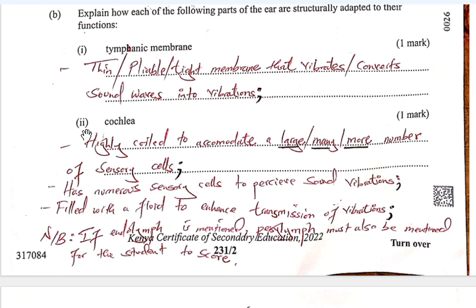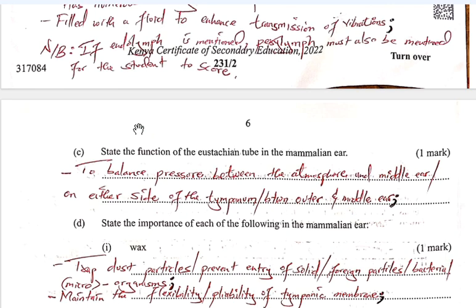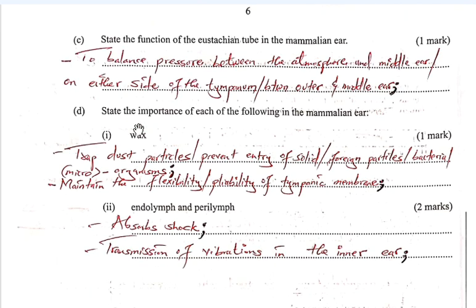And in case a student names endolymph, you must also include perilymph, because both fluids are found in the cochlea of the ear. Then part C, so the function of the eustachian tube in the mammalian ear, and the role is to balance pressure between the atmosphere and the middle ear. And the middle ear on either side of the tympanum, or between outer and middle ear. And this will help to prevent distortion of the eardrum.